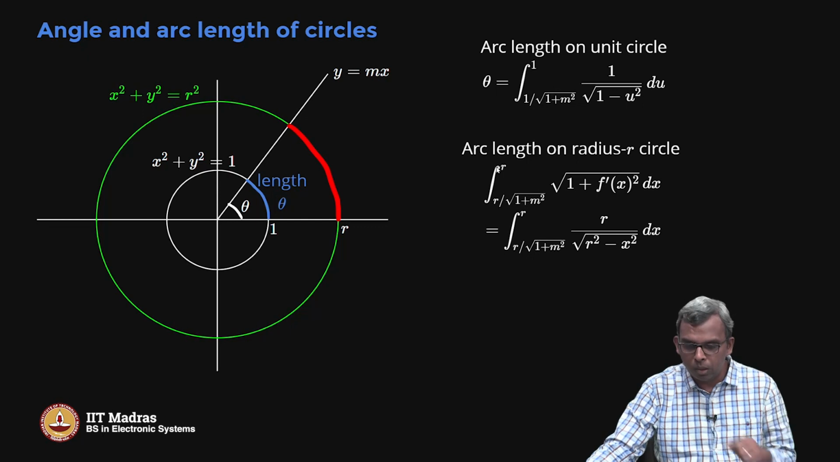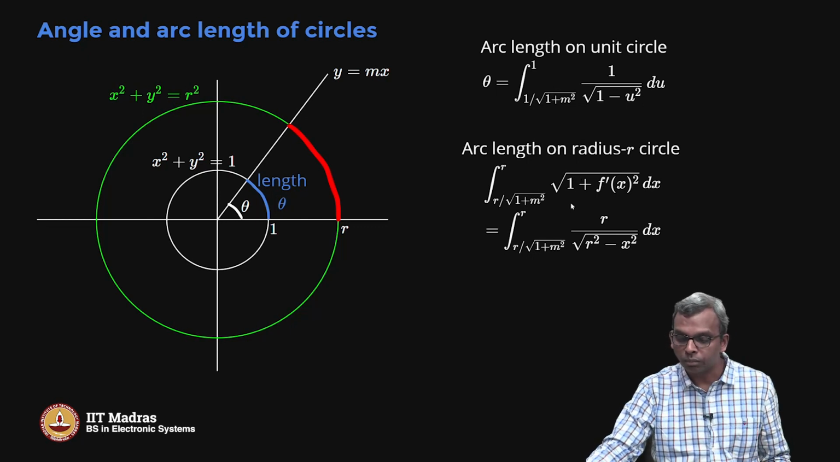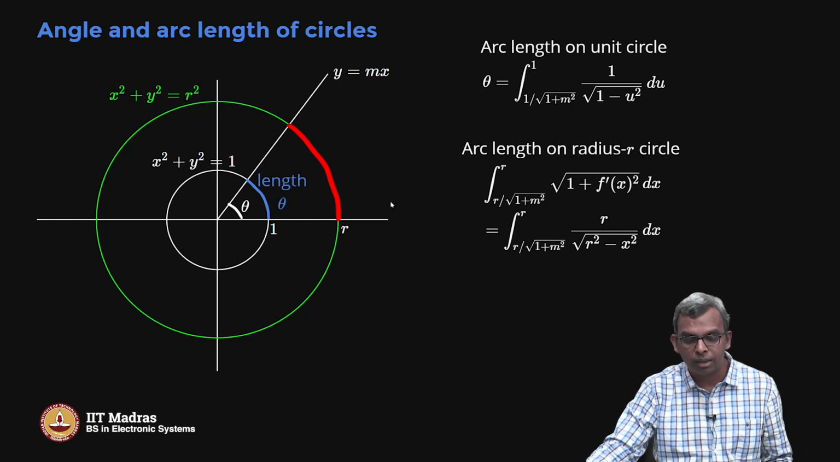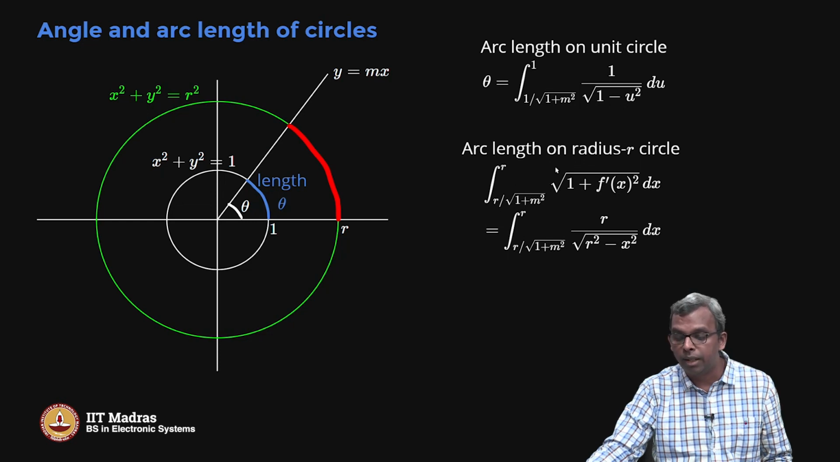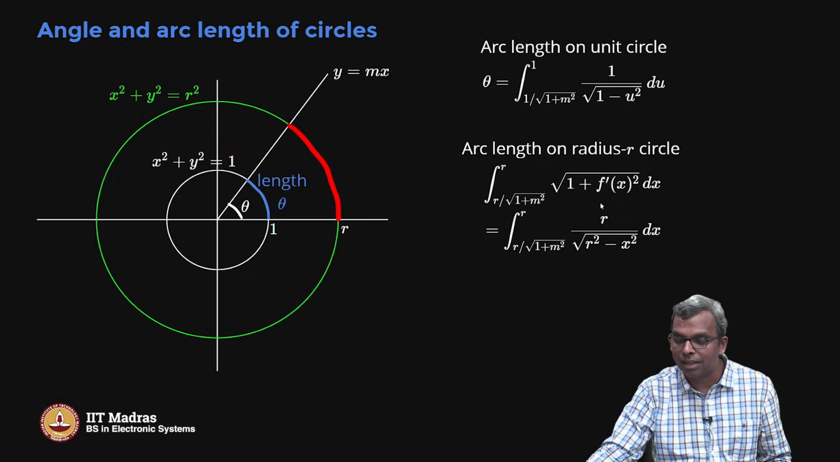So, here also you can do the same computation. This point will be r by root of 1 plus m squared. So, you integrate from r by root of 1 plus m squared to r of square root of 1 plus f prime of x squared. Now, this f of x will be root of r squared minus x squared, right. So, you substitute that here, you will get this integration. Take this as an exercise, f of x is square root of r squared minus x squared. You do this simplification, you will get this.